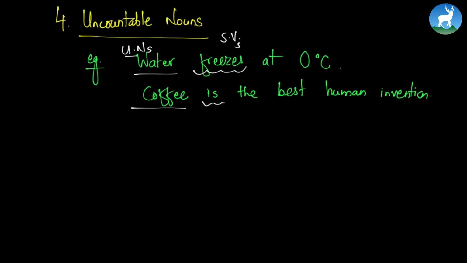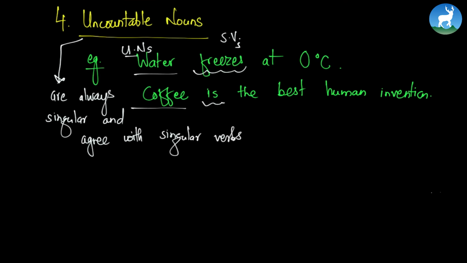Correct? They are followed by what? Singular verbs. So what is the rule? What is the grammar rule? The grammar rule is uncountable nouns are always singular and they agree with singular verbs. Now I want you to think of as many uncountable nouns as you can.